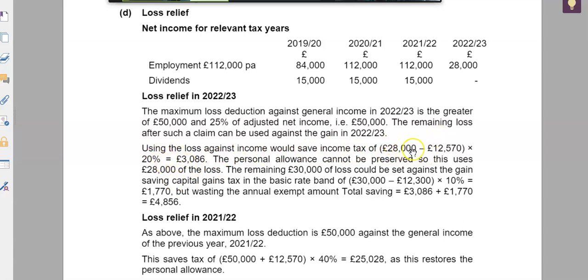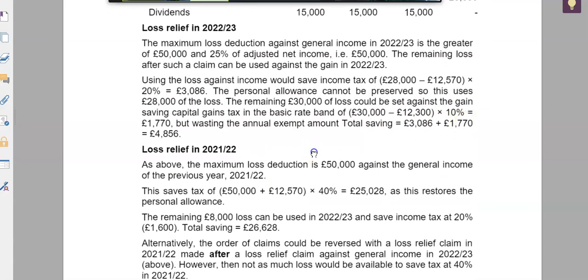So we deducted the 20% allowance from this amount, and then it is saving an extra of 3 zeros, and we didn't calculate that. The personal allowance cannot be preserved, so this uses the 28,000 loss. The remaining 30,000 loss could be set against the capital gains. So the reduction would be 10%, but after the reduction of this, okay. But the wasting annual exemption, total saving. Okay. So this is the total saving from part 1.